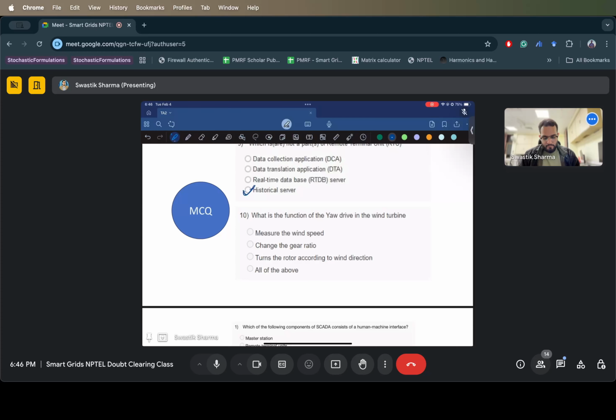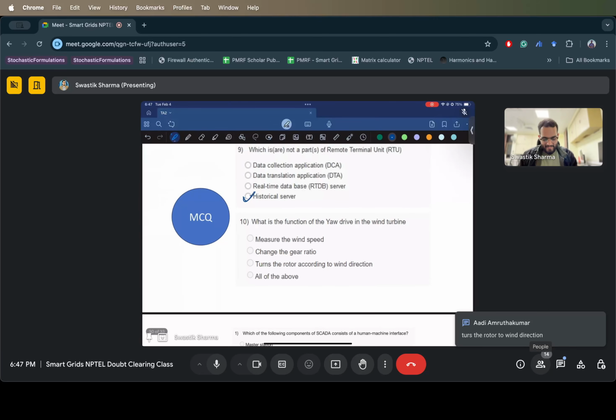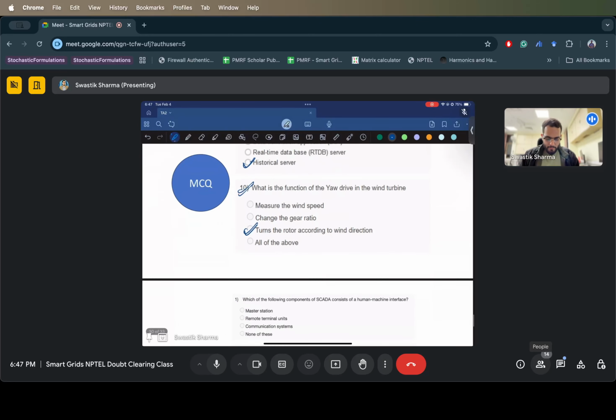Turn the rotor according to the wind direction. Did you go to Google to search for it? No, sir. I have read the PPT, I think. Okay, yeah, it turns the rotor according to wind direction. If you went through the lecture slides, you'll be able to know.